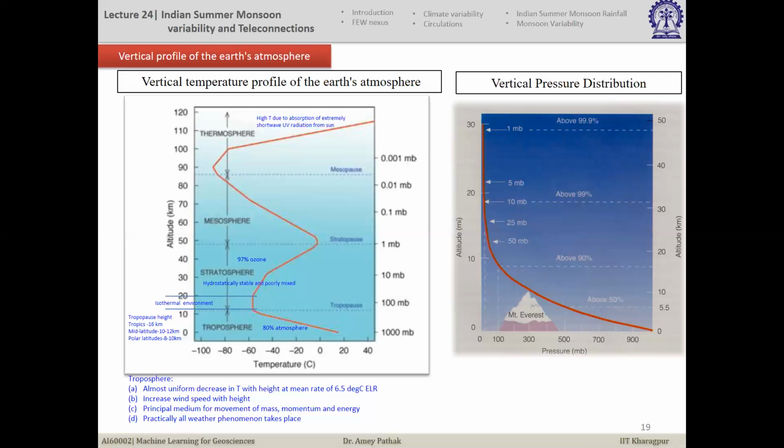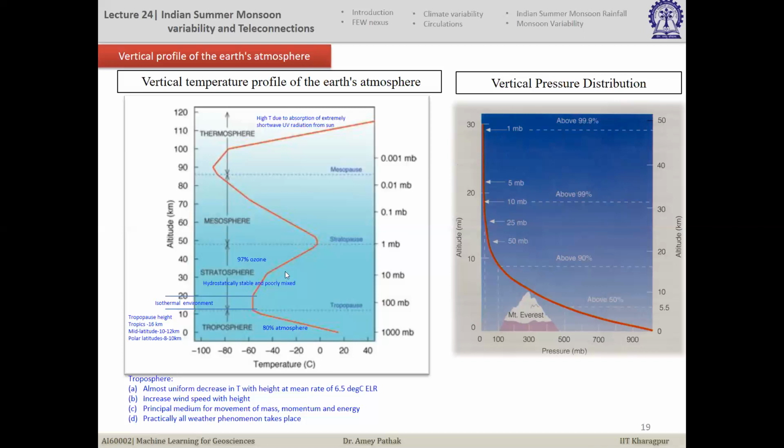We also see increasing wind speed with increasing height in the troposphere. This troposphere is the principal medium for movement of mass, energy, and momentum over the Earth's surface. And practically all the weather phenomena, such as cloud formation, precipitation, and thunderstorms, take place within the boundary of the troposphere.